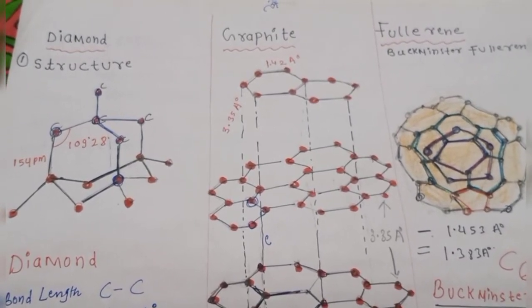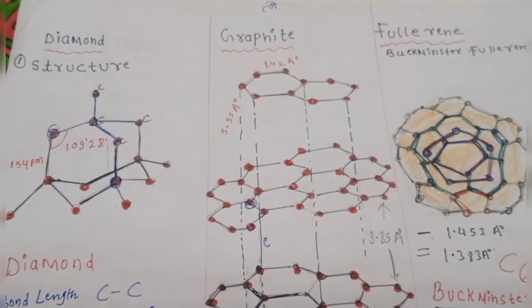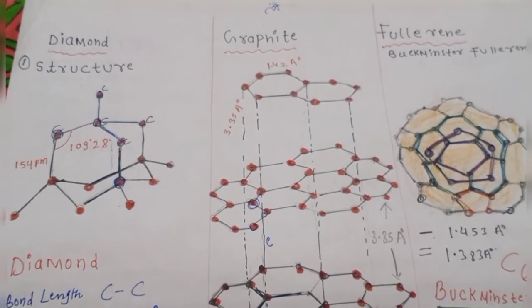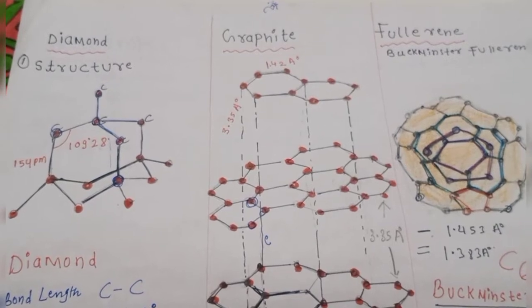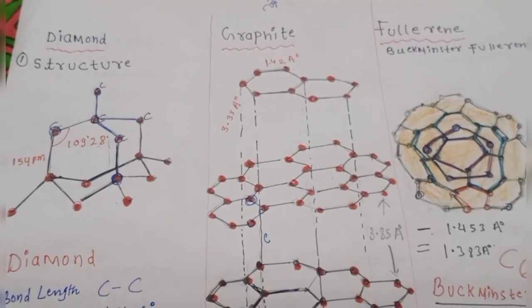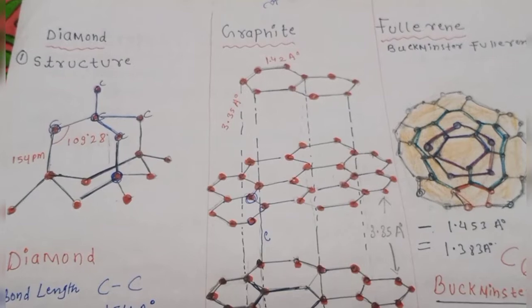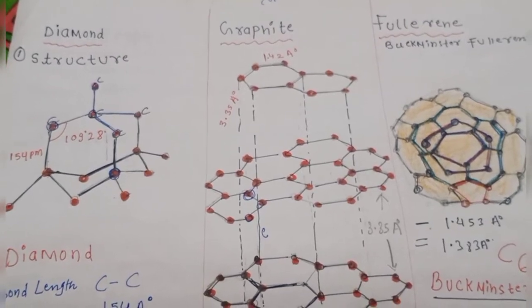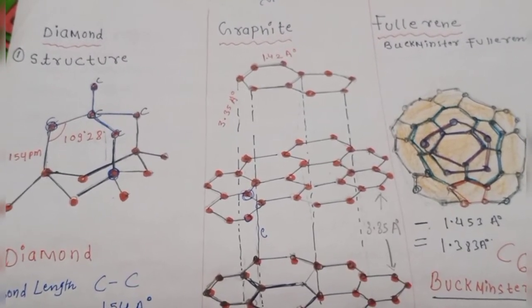So today's class topic is allotropes of carbon. This is a very important topic for your 10th, 11th, 12th, BSc, MSc students. Many questions are asked from this topic in competitive exams as well. I am Mahima Laharia, and I will start this class.